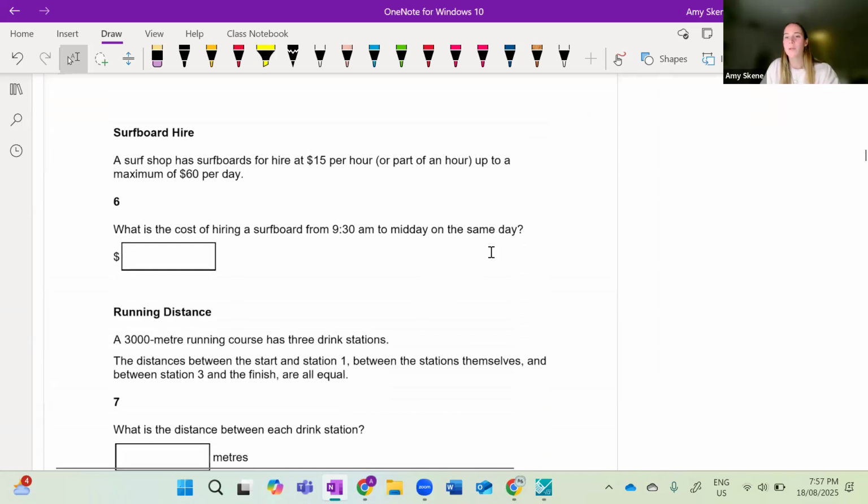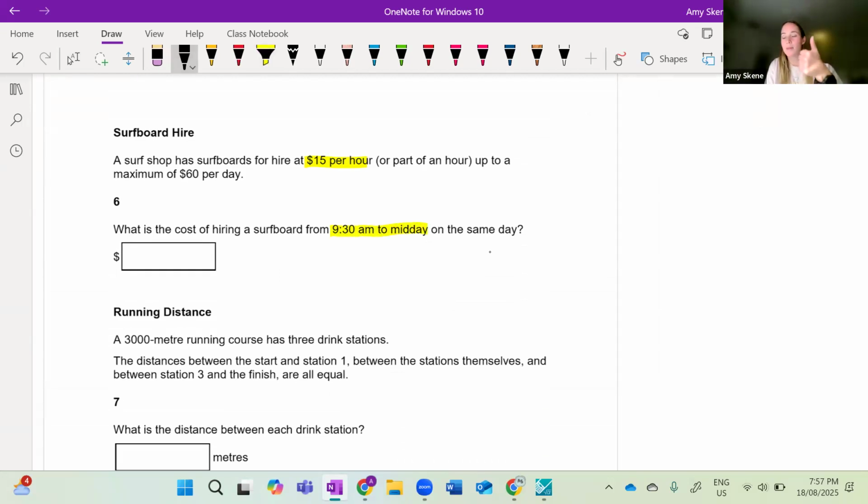Surfboard hire. So now we're moving on from the infographic. A surf shop has surfboards for hire at $15 per hour, key info, or part of an hour, up to a maximum of $60 per day. The max $60 per day is also important, but for now, I just keep it at this. What's the cost of hiring a surfboard from 9:30 to midday on the same day?